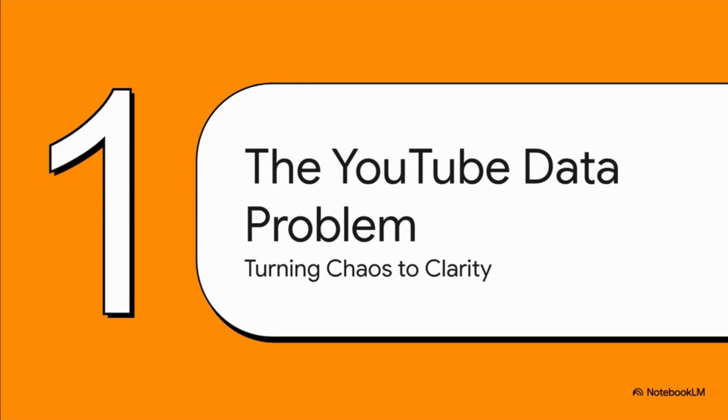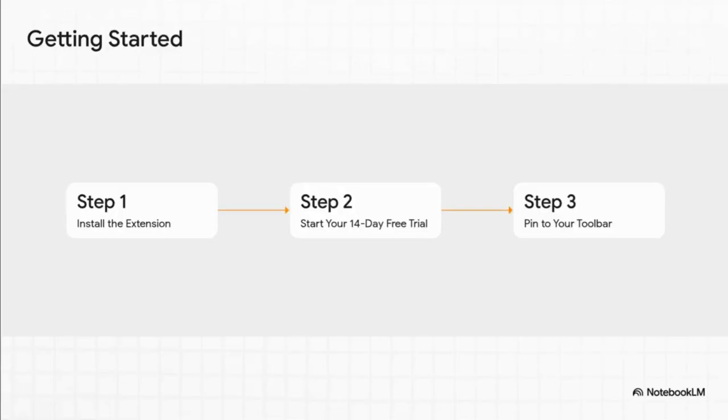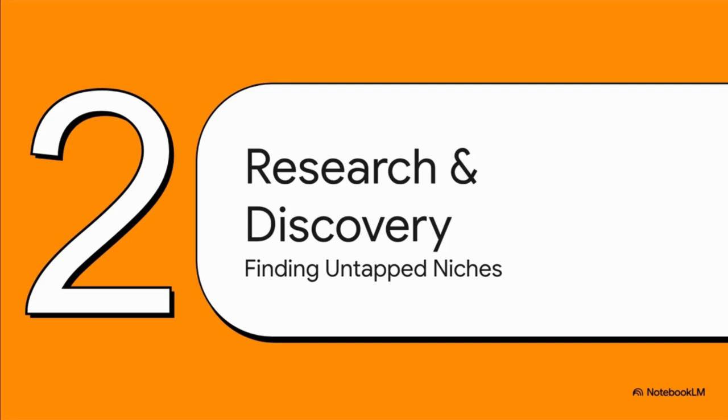It all kicks off with a setup that's surprisingly simple. Getting started is literally a 3-step process. You just install the extension, you kick off a 14-day free trial, and that gives you access to every single premium feature, by the way, and then you pin it to your toolbar, so you can try the whole thing, no risk. Now, let's get into the first big feature, Research and Discovery.